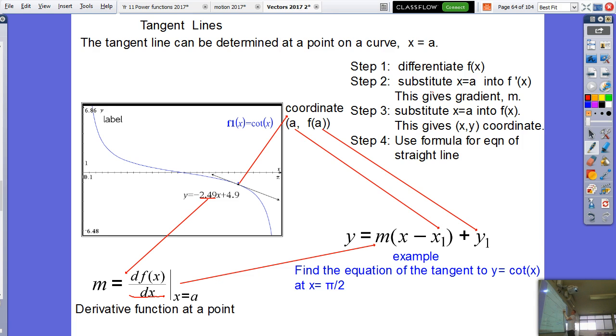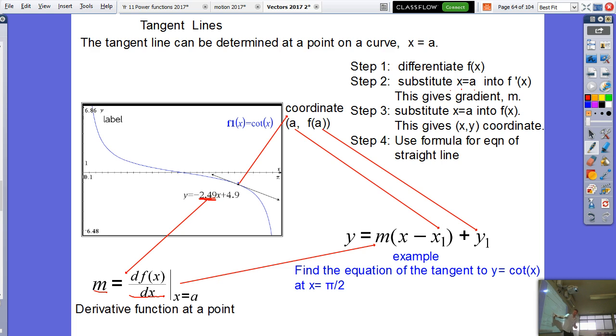So that's the second step. We substitute the x equals a point, where the tangent is at, into the gradient function, and you get your m number. Essentially, you get the gradient of your y equals mx plus c, the gradient of your tangent line. So it's very, very important to make that connection.